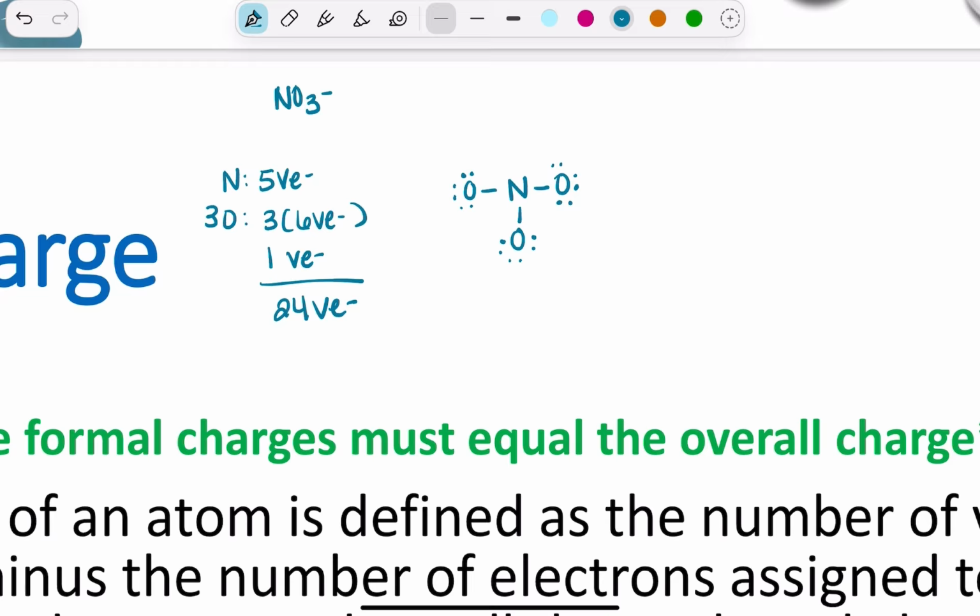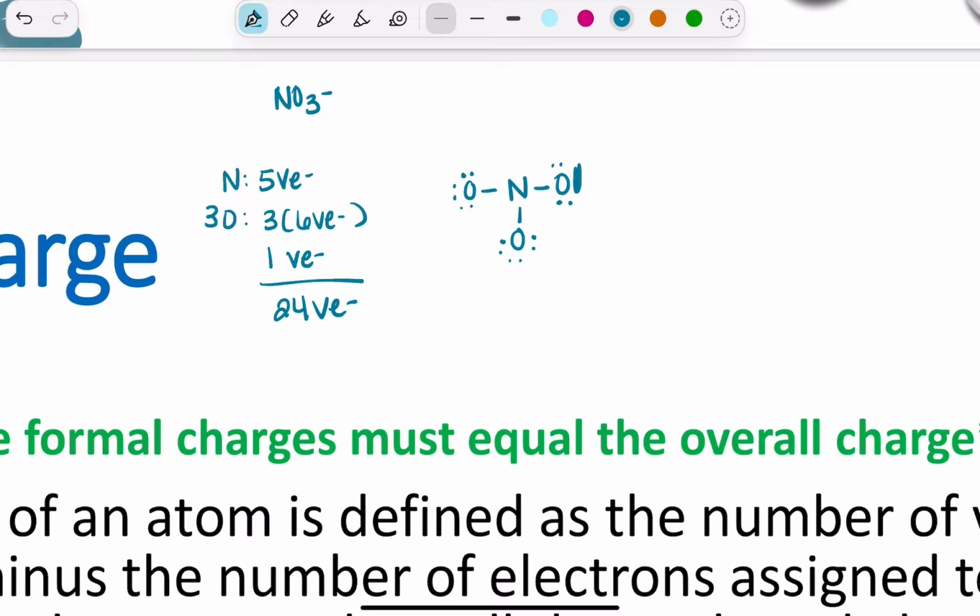Now check how many electrons you've used up. We've used up all 24 electrons. Now check our central atom. Our central atom does not yet have its octet and it needs an octet. So remember, there's only a few atoms that don't get their octet, like hydrogen, beryllium, aluminum, boron. So the nitrogen needs its octet.